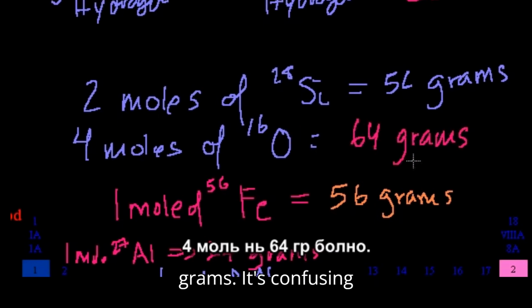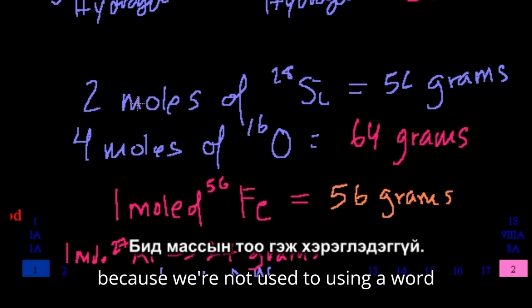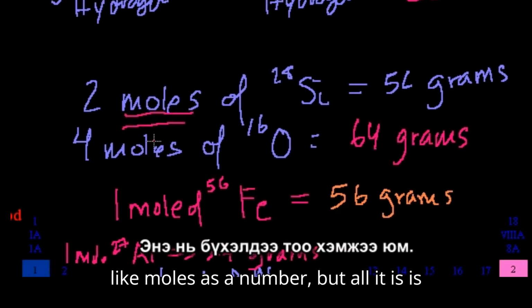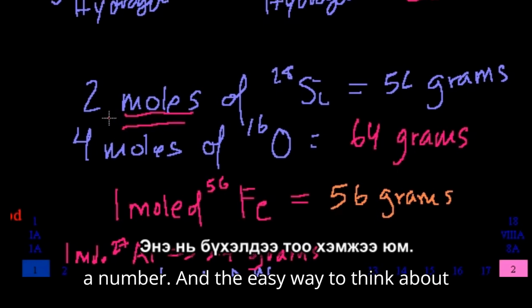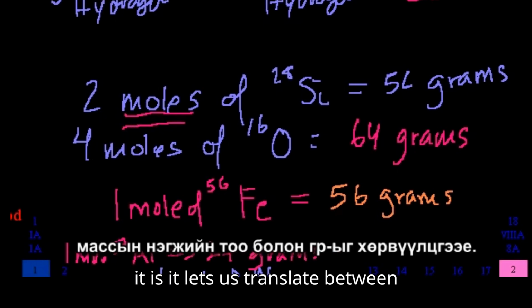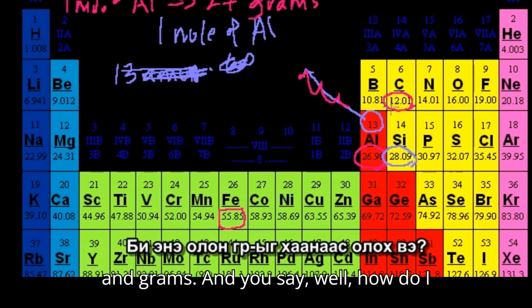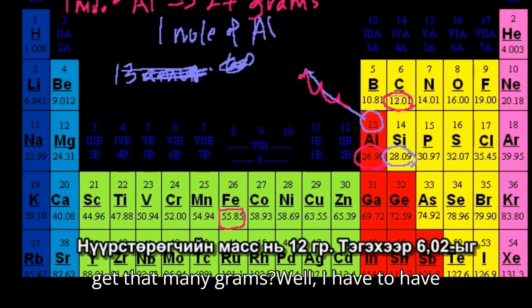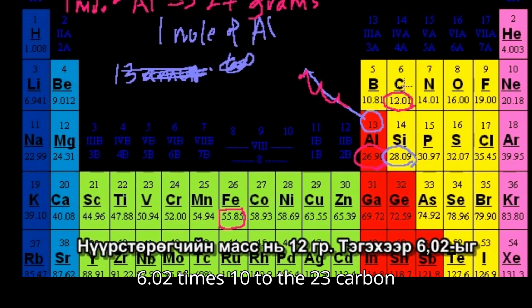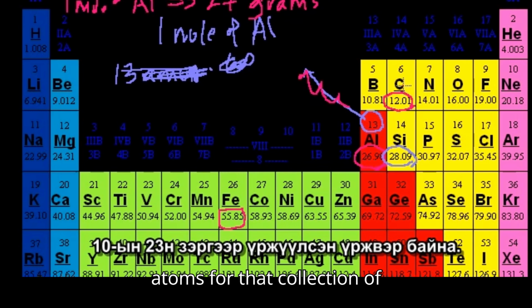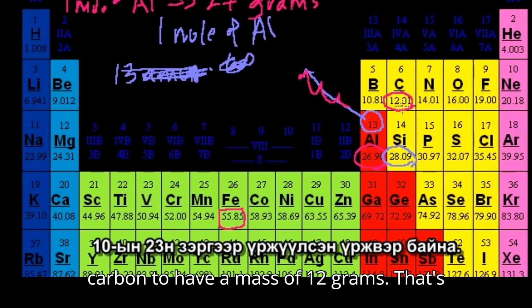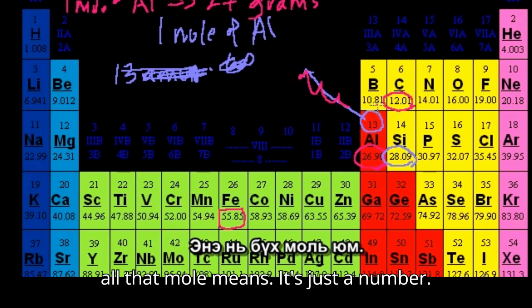It's confusing because we're not used to using a word like moles as a number. But all it is, is a number. And the easy way to think about it is that it lets us translate between this atomic mass unit number and grams. And you say, well, how do I get that many grams? Well, I have to have 6.02 times 10 to the 23 carbon atoms for that collection of carbon to have a mass of 12 grams. That's all that mole means.